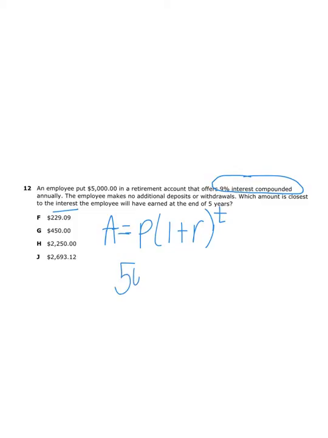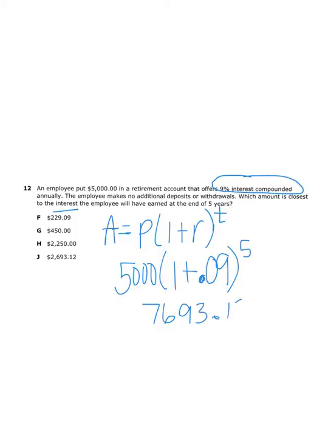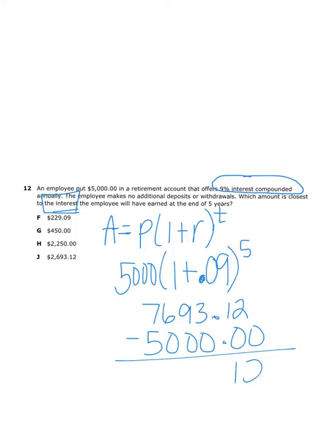The principal was $5,000, that's your starting amount. The rate, when you change it to a decimal, is 0.09, and then the time is 5. When you solve that, you get 7,693.12. But the question is just about the interest. So you have to subtract the principal to see the amount of interest that was earned. Once you subtract the principal, you see it's 2,693.12, so that's letter J.